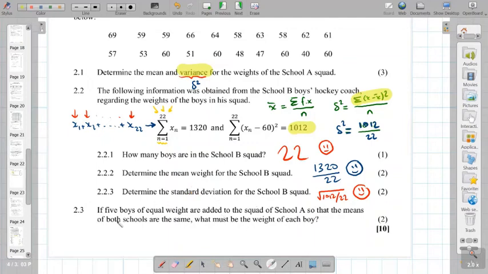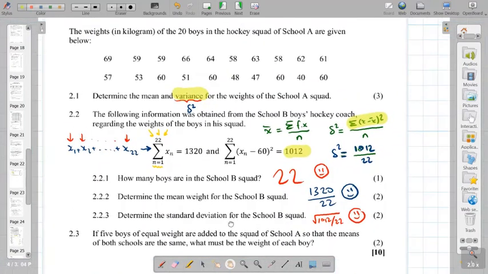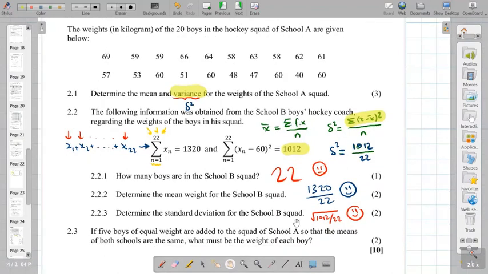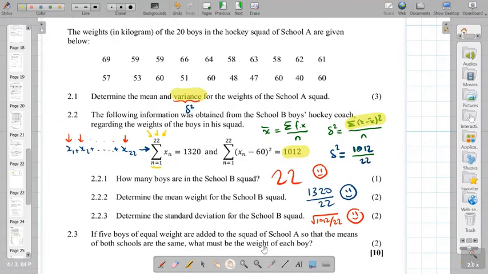And then last one says, if 5 boys of equal weight are added to the squad of school A, so that the means of both schools are the same, what must be the weight of each boy? Okay, so the means of both schools are same. So we know the mean, so I don't have the answers now, but we must have that answer in 2.2.2, the mean of school B, and then we already got the mean of school A in 2.1, so that we can just find the difference and add 5 learners in that squad.